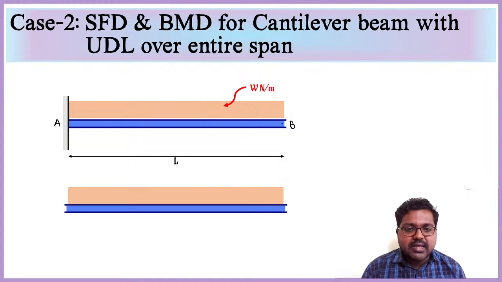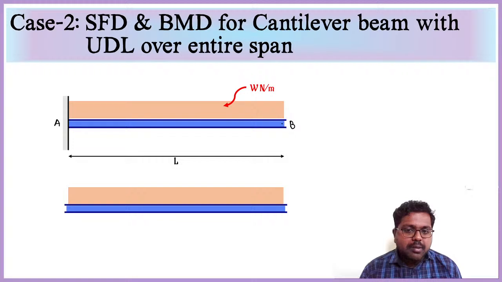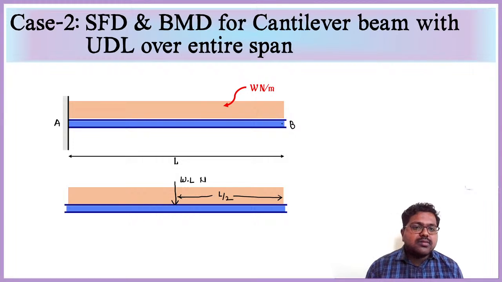So first I am taking the free body diagram. When I take this free body diagram, sometimes I may convert the entire UDL into a point load, if it is useful. If I convert it as a point load, then it will act like W into the total length L, that is W into L newtons, and it will act at a distance of half of the length, that is L by 2. So this is the first one. The next, support reactions.